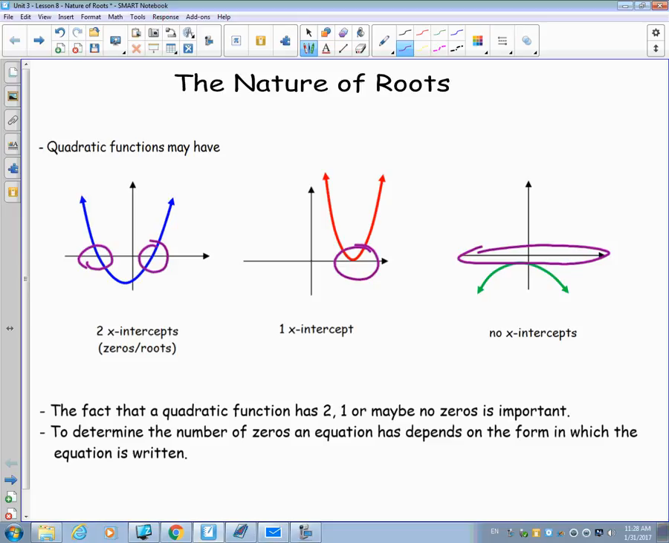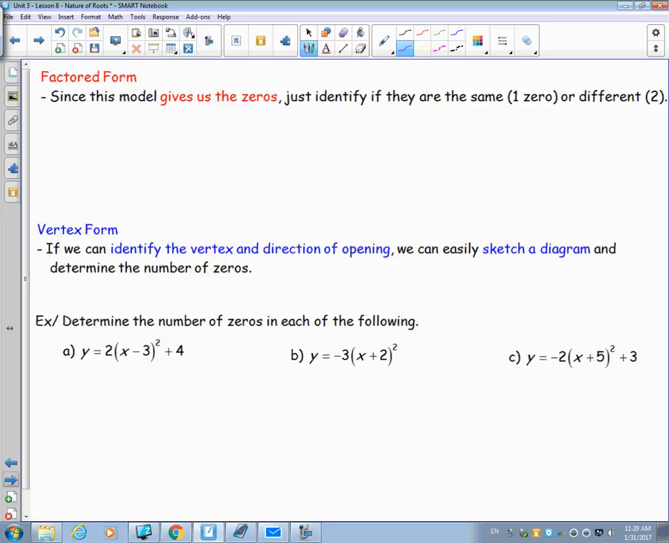Depending on what format of an equation you're given, vertex form, standard form, factored form, you can identify the number of roots or x-intercepts pretty quickly. The best way is factored form. If you have an equation that's in factored form, the fact that you can actually factor it means you have to have roots. The only question is, are they the same or are they different?